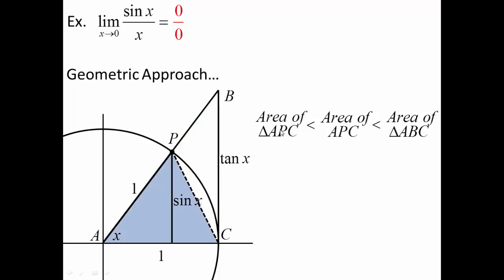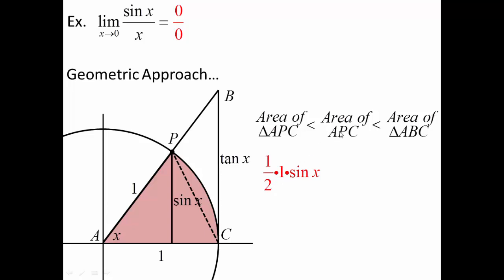Now, to find the area of triangle APC, area of a triangle is 1/2 the base times the height. I know the base of the triangle is 1, and I know the height of the triangle is the sine of x. So then the area of triangle APC can be said to be 1/2 times 1 times sine of x. In other words, sine of x over 2.